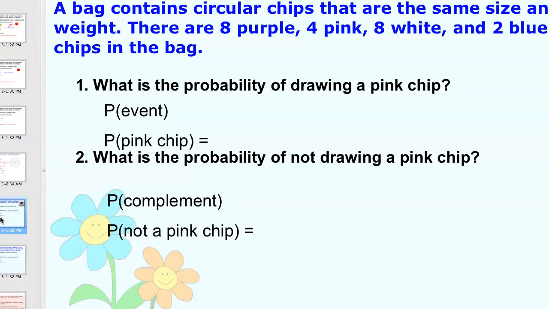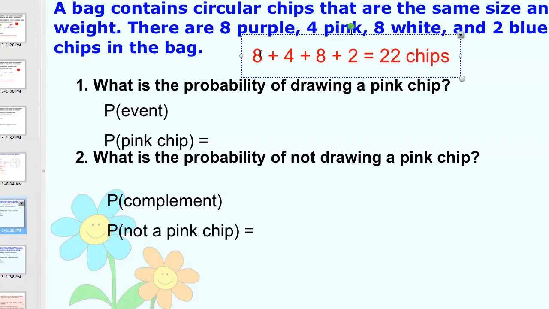Now let's talk about a bag containing circular chips that are the same size and weight. There's 8 purple in the bag, 4 pink, 8 white, and 2 blue. So let's add these all up because that's important. I need to know the total number of chips in here. So 8 plus 4 plus 8 plus 2, that's 22 chips. Okay, so there's 22 total chips. That's important to know because that's the total number of outcomes that we could have.